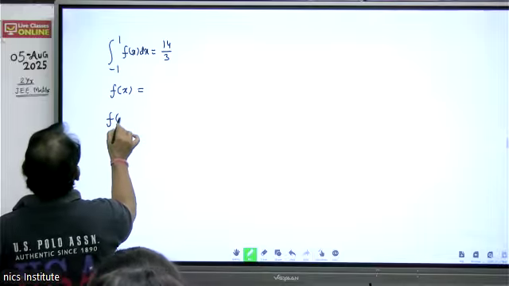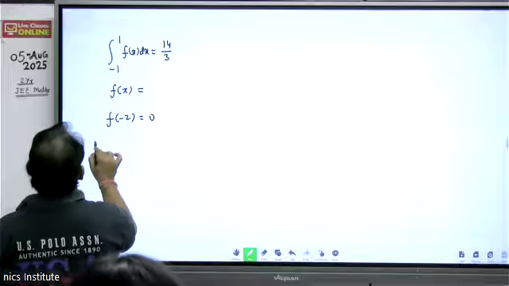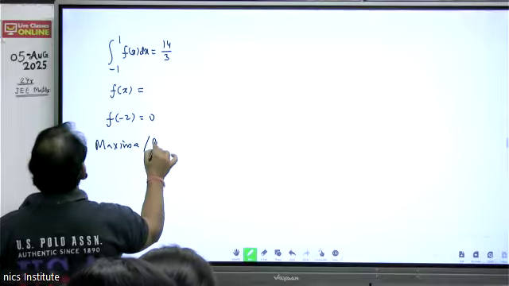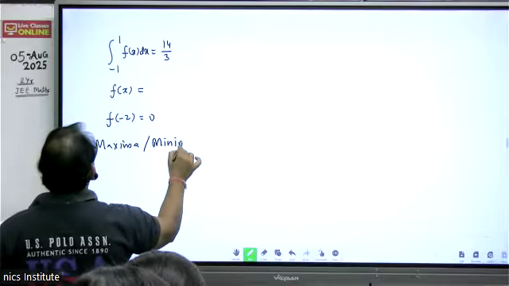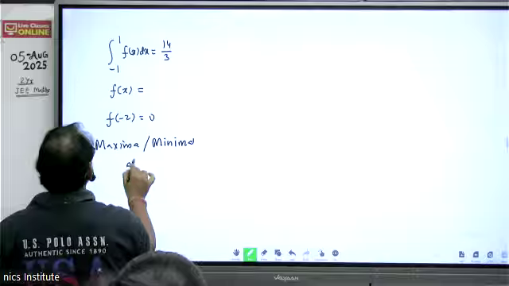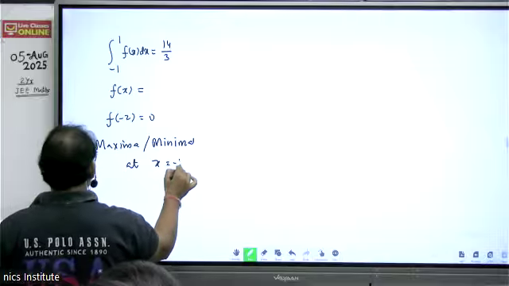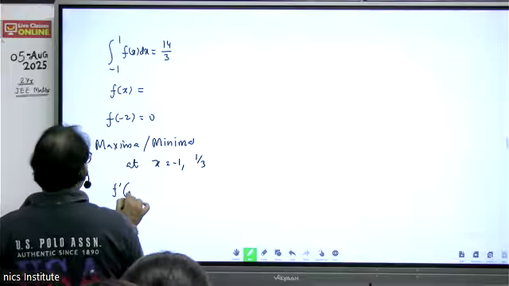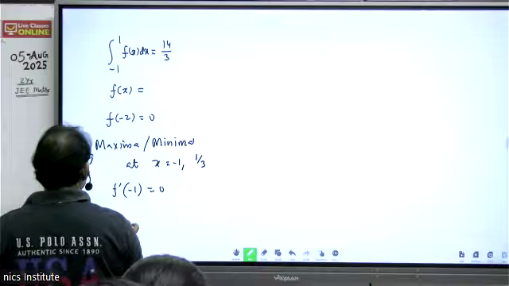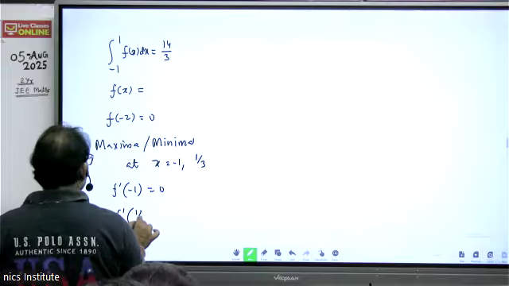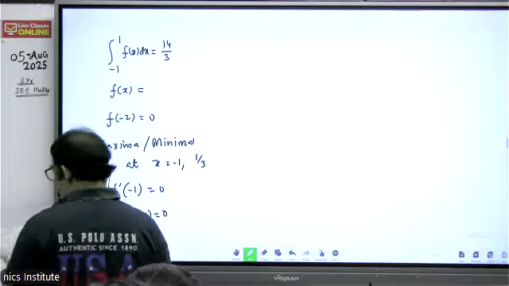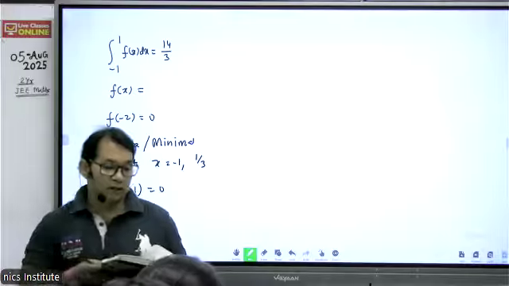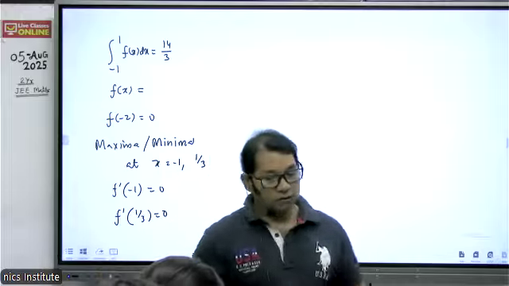You've been given f of minus 2 is 0. Maxima, minima at minus 1 and 1 by 3. That means the derivative of the function at these points will be equal to 0, because at the point of maxima or minima, the derivative of the function is 0. So 4 equations and 4 unknowns.